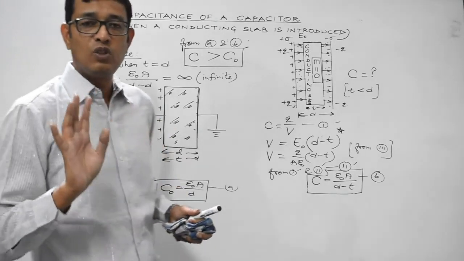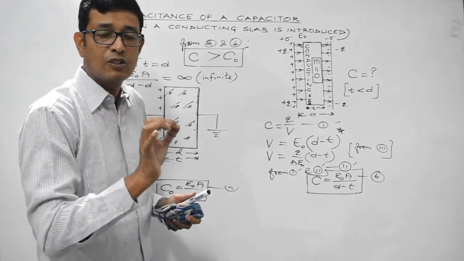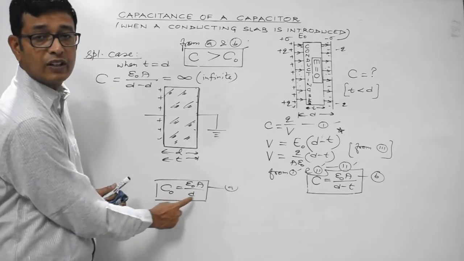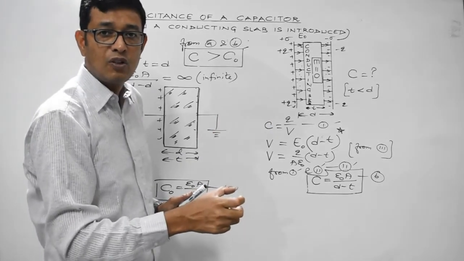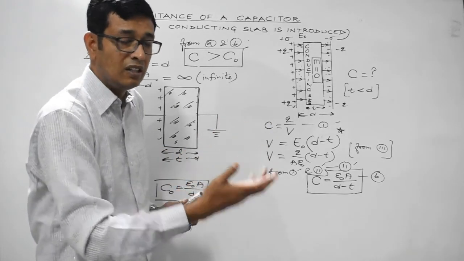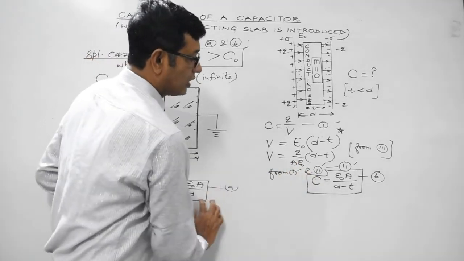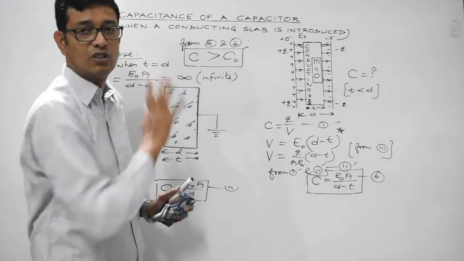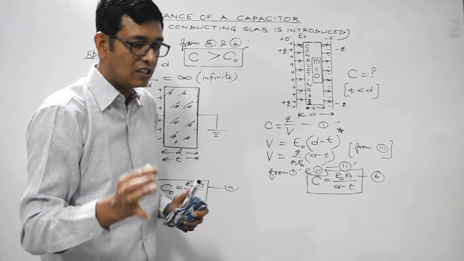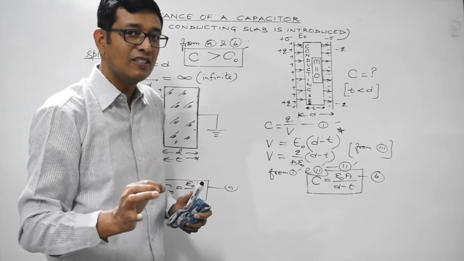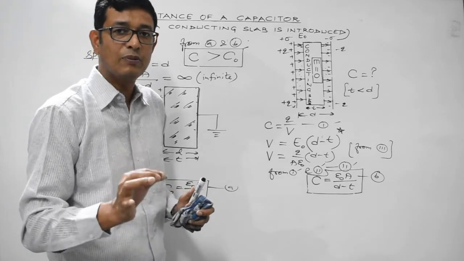So students, formulas to be noted down. In case of air or vacuum, the capacitance of a parallel plate capacitor is epsilon naught A by D. This is the formula for the capacitance of a capacitor in case of air or vacuum. In case a conducting slab of thickness T less than D is introduced, then the formula becomes epsilon A divided by D minus T. So comparing these two, we can safely conclude that C is greater than C naught, which further elaborates the fact that on the introduction of a conducting slab, the net capacitance of the capacitor increases. Right?